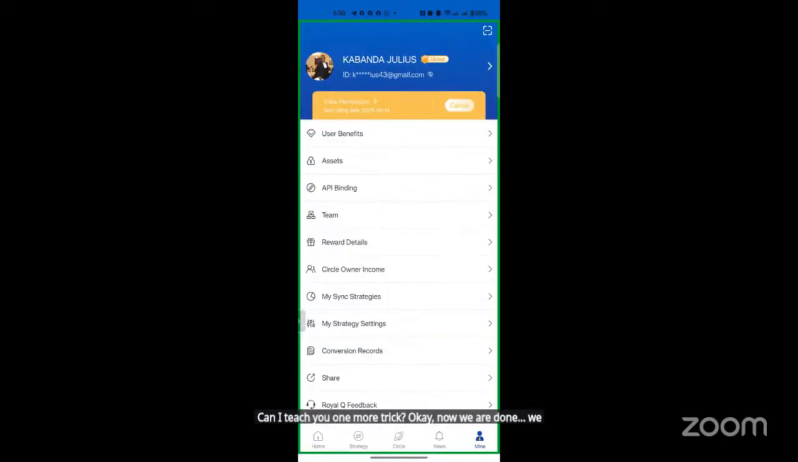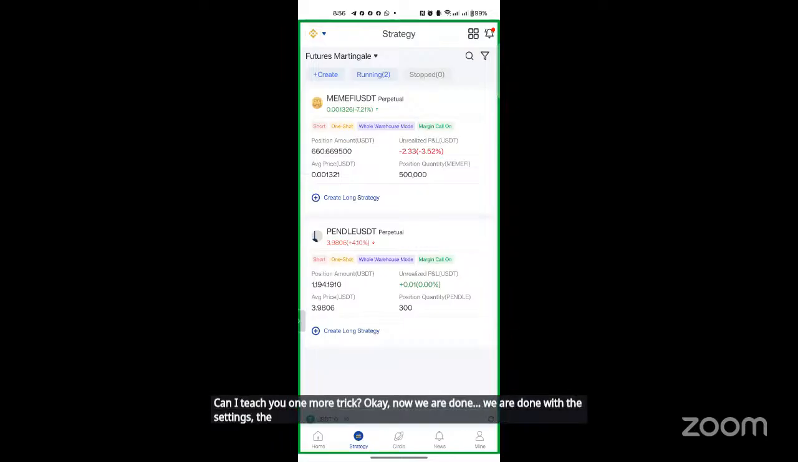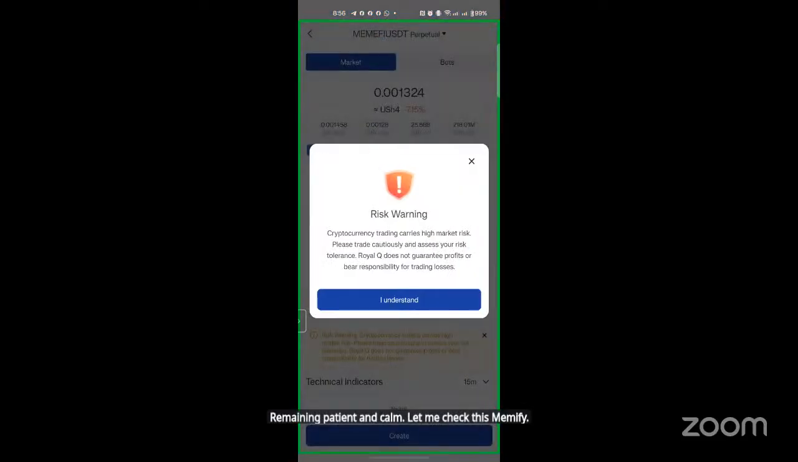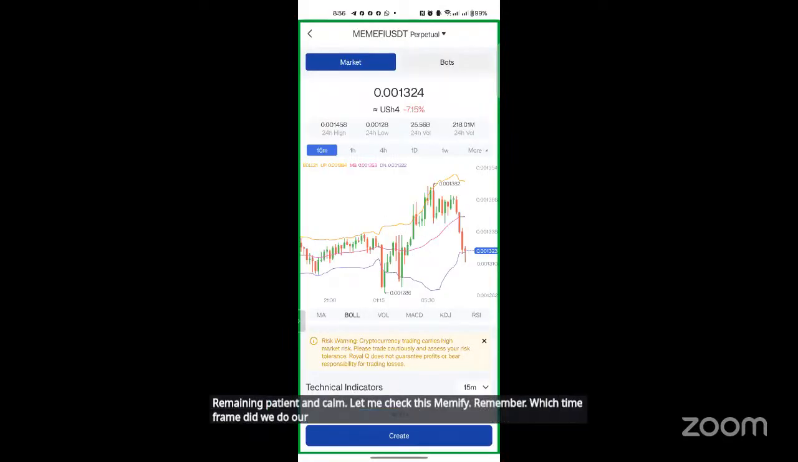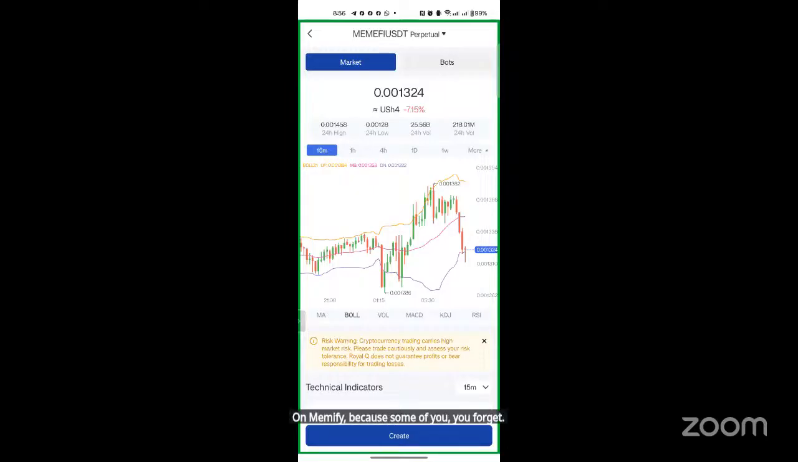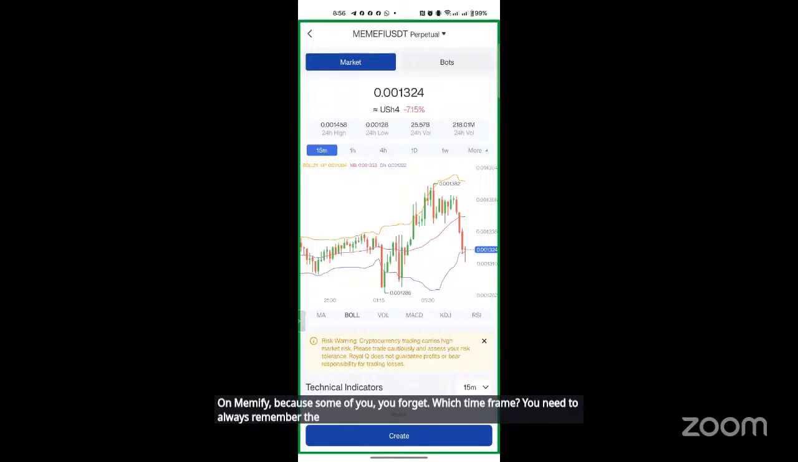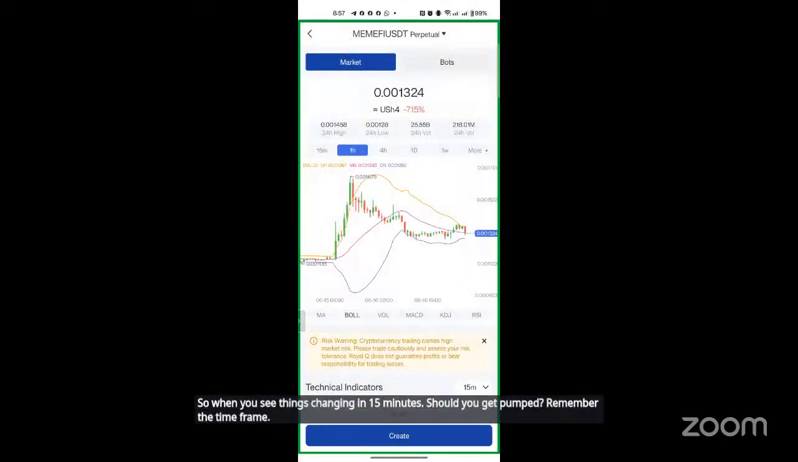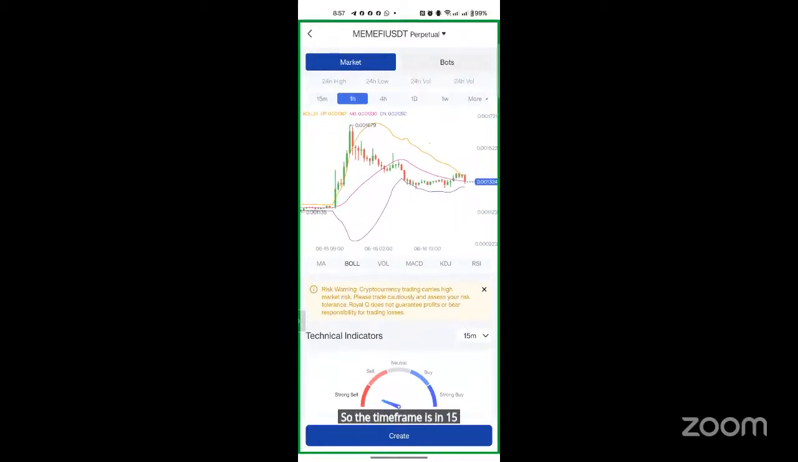We are done with the settings, looking for coins, setting up margin calls, remaining patient and calm. Let me check this meme file. Remember, which time frame did we do our analysis on? Because some of you forget. You need to always remember the time frame. It was 1 hour. So when you see things changing in 15 minutes, should you get pumped? Remember the time frame.